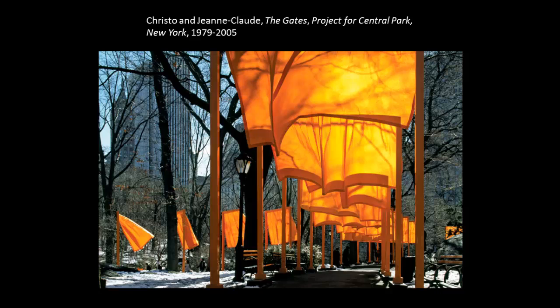The project consisted of 7,503 gates along 23 miles of pathways. Each gate ranged in width depending on the walkway it covered, but they all consistently hung to about 7 feet off the ground. These were free-hanging orange panels. They refer to the color as saffron, and they waved in the wind, and I like this photo for that reason.